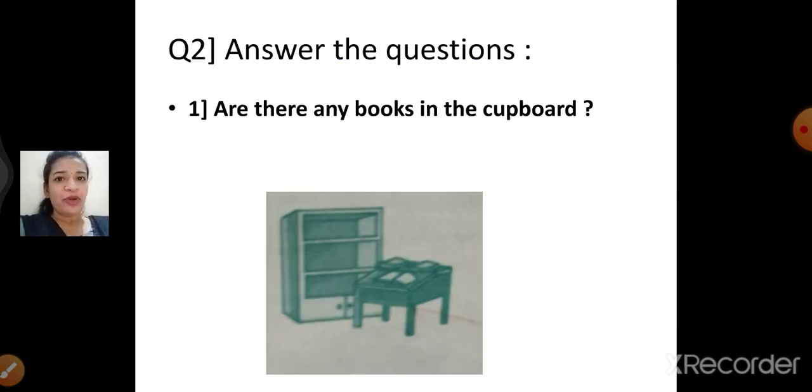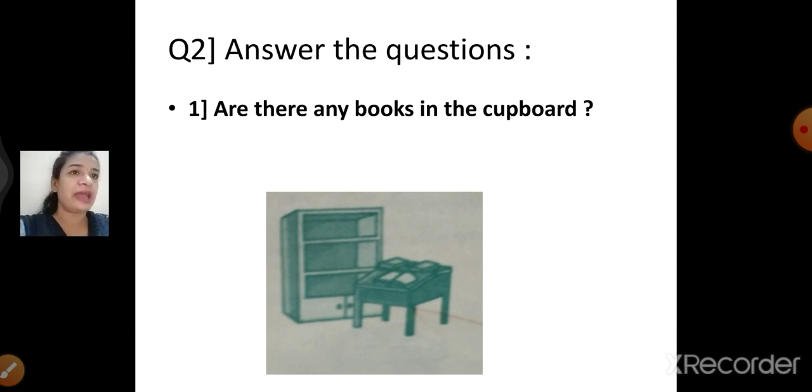Now we will jump on the other exercise. Okay. So what you have to do here, I'll tell you. You have to see the picture properly first, and then you are going to read the question. So in the picture you can see a cupboard, you can see the desk, and something is there on the desk and nothing is there in the cupboard. So your question is, are there any books in the cupboard?